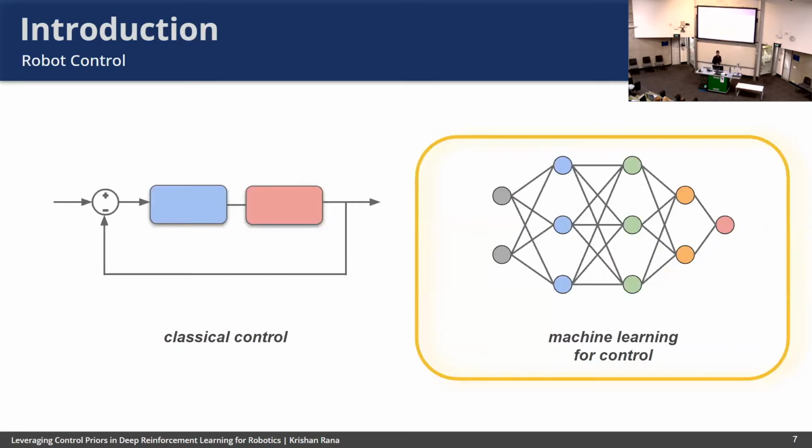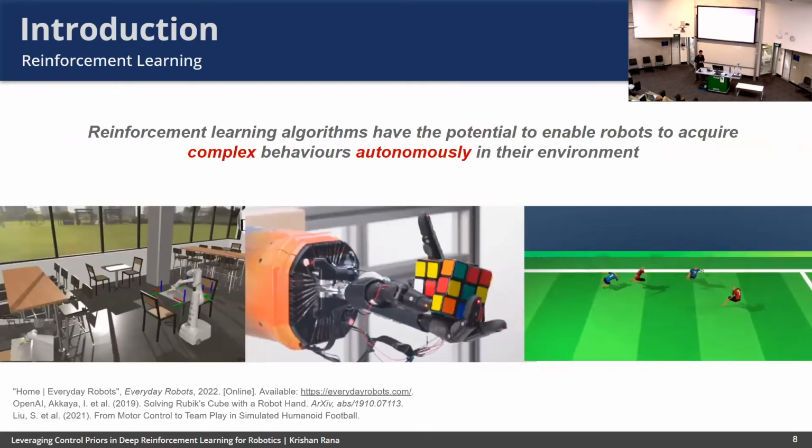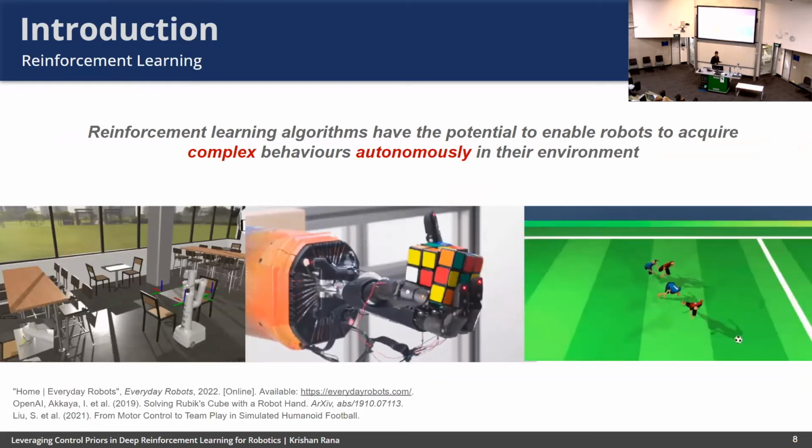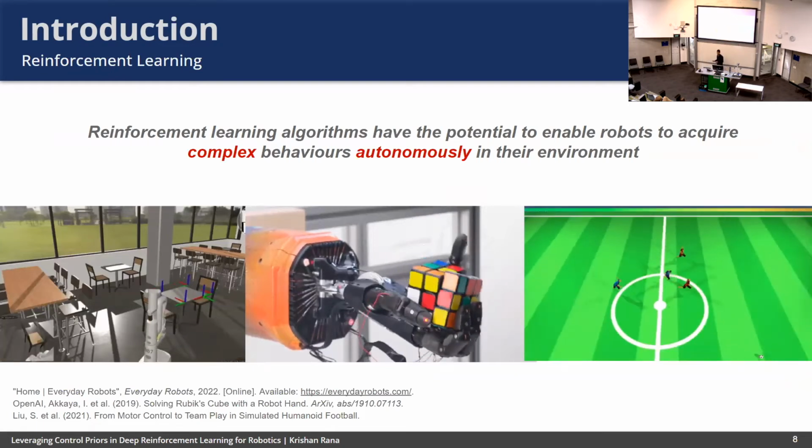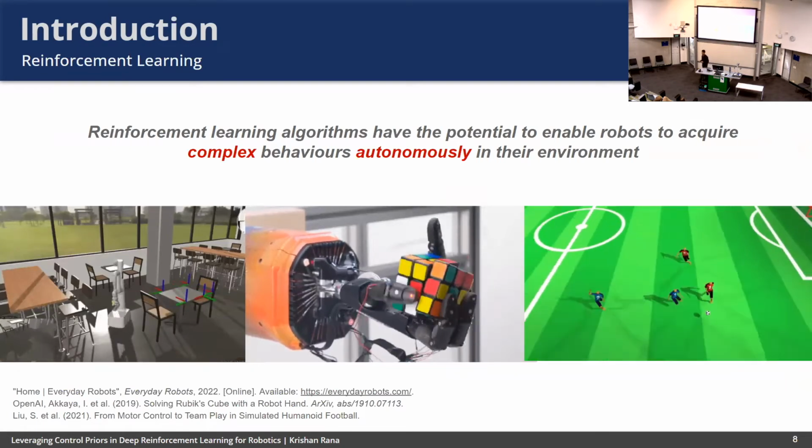In contrast, machine learning methods actually allow us to learn these complex behaviors directly through interaction with the environment. So these methods are a lot more data-driven than analytical-driven methods. Right? So reinforcement learning has the potential to enable robots to acquire complex behaviors autonomously in the environment.